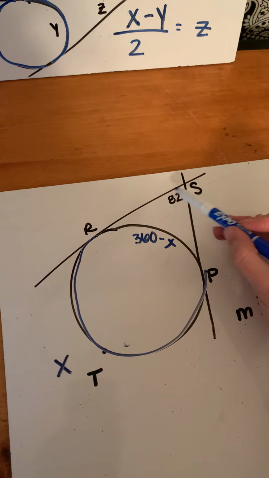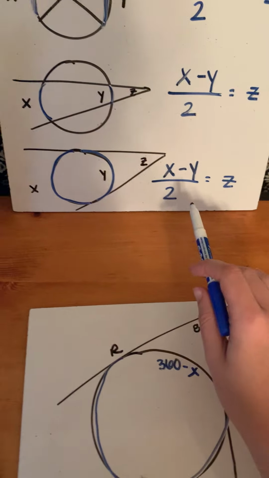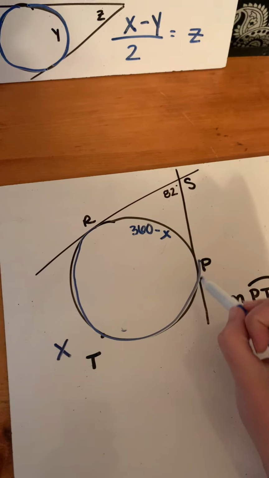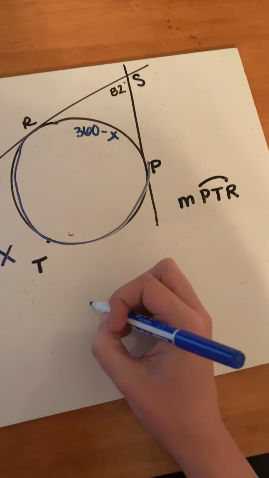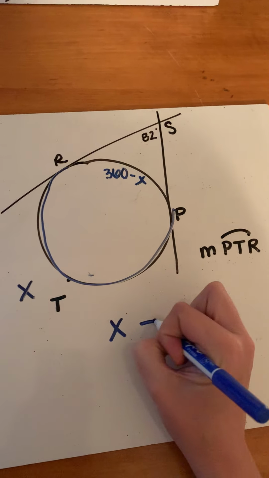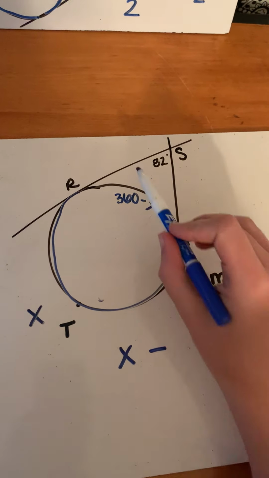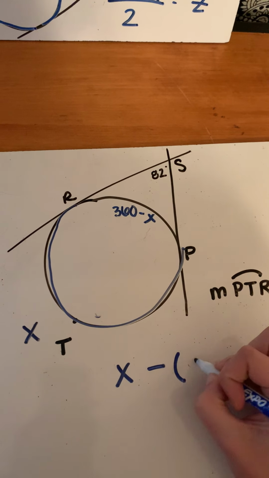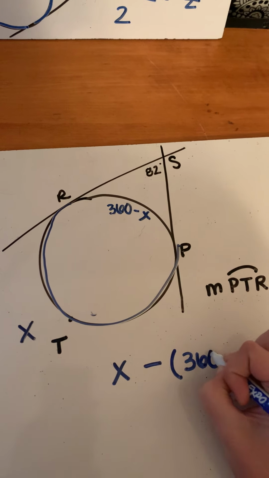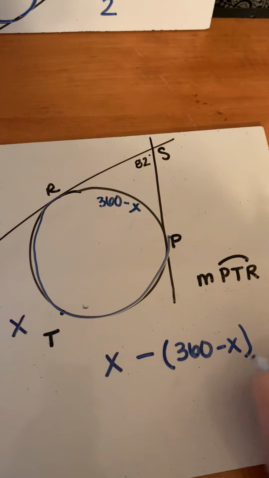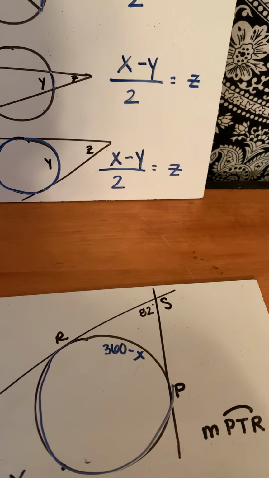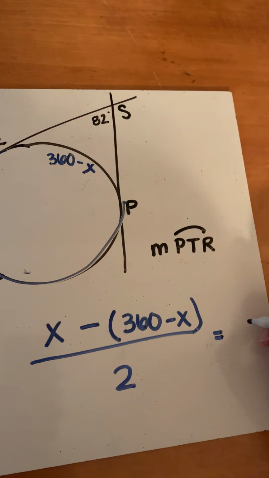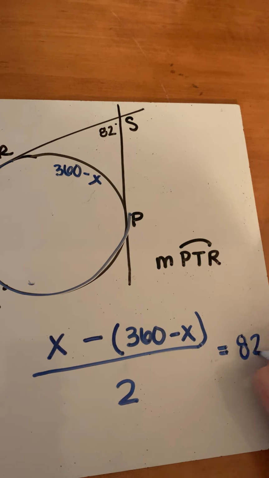And then we have this angle right here. So we're gonna use our formula. The first one is the biggest arc, and my biggest arc here is this X, minus our smaller one. Our smaller one we called 360 minus X. We divide that by two based on our rule, and it equals the outside angle. Our outside angle here is 82.